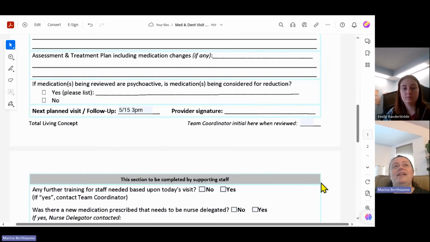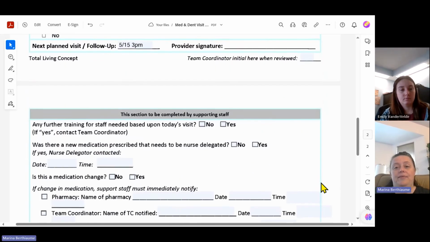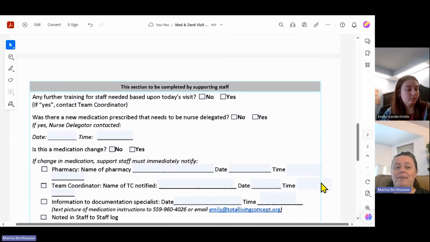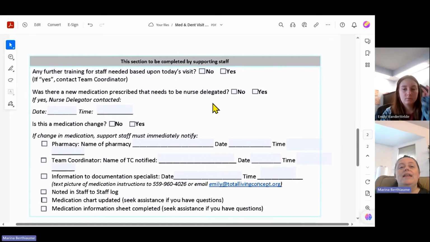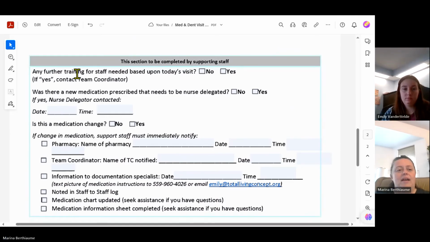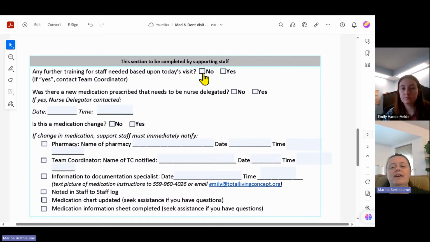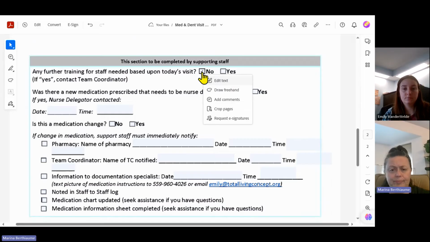This is going to be completed after the appointment is over. Turn over. This is on the back side of your form. This section is to be completed by supporting staff. Any further training for staff needed based upon today's visit? So if it's just a routine visit, nothing really new happened, just the refills were given out, we could check no, there was nothing new that happened.